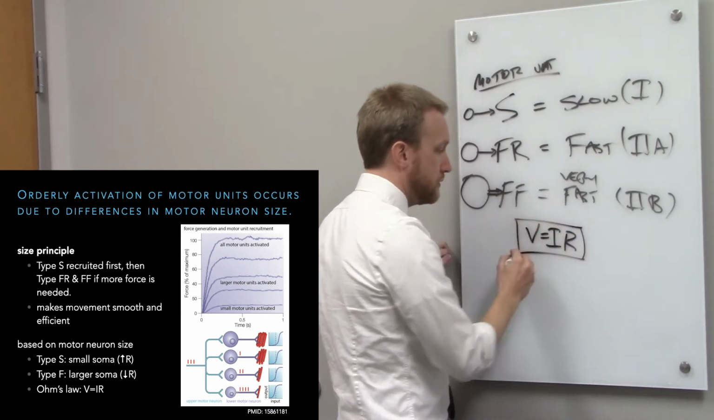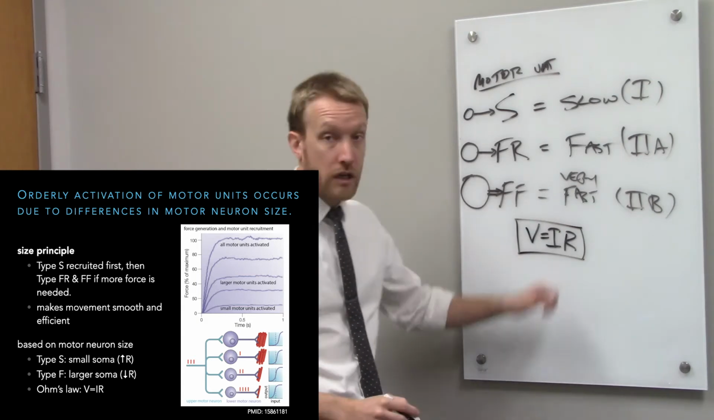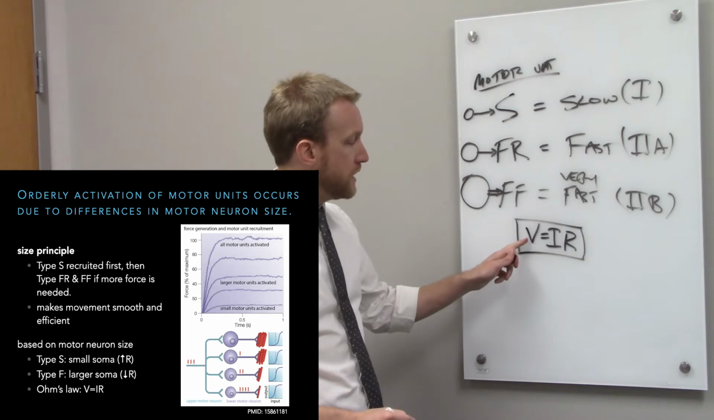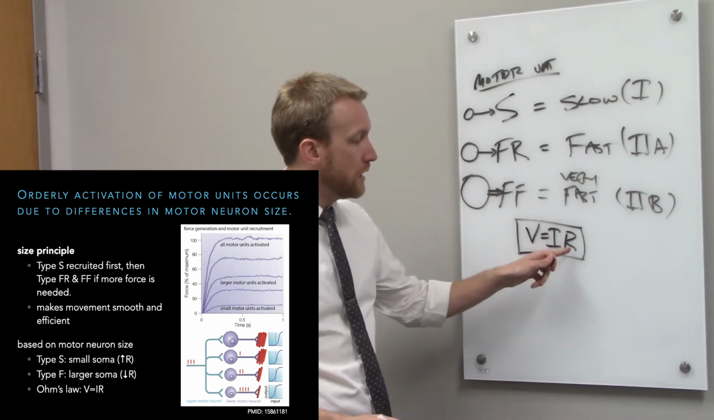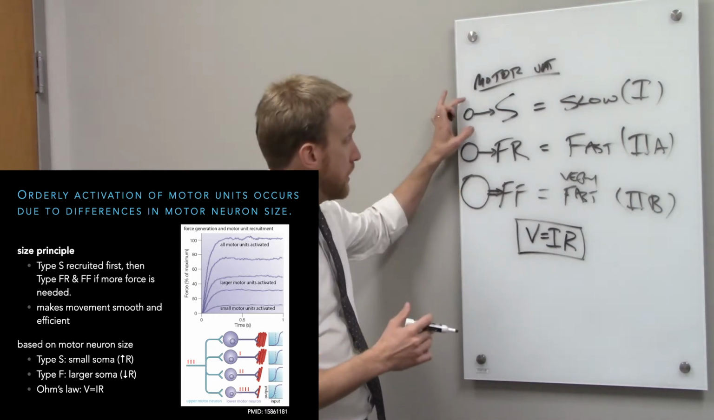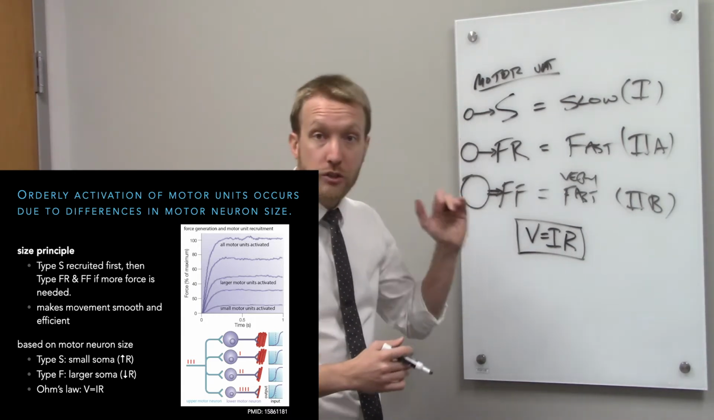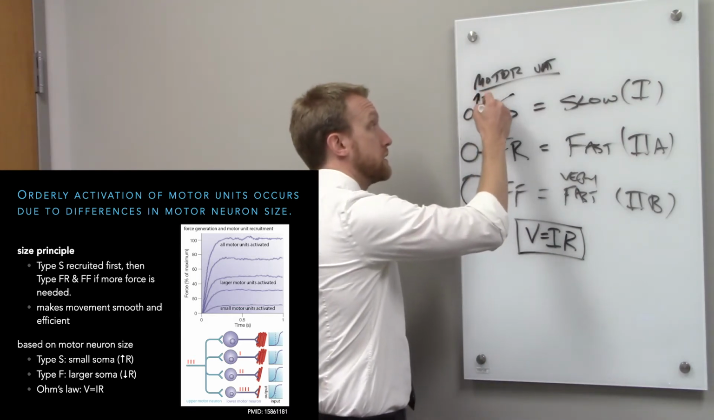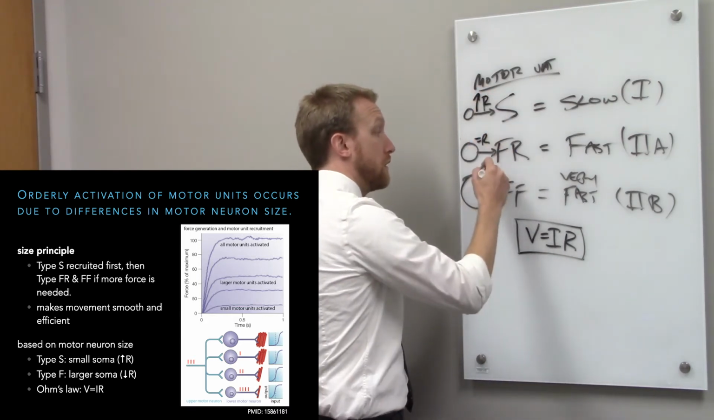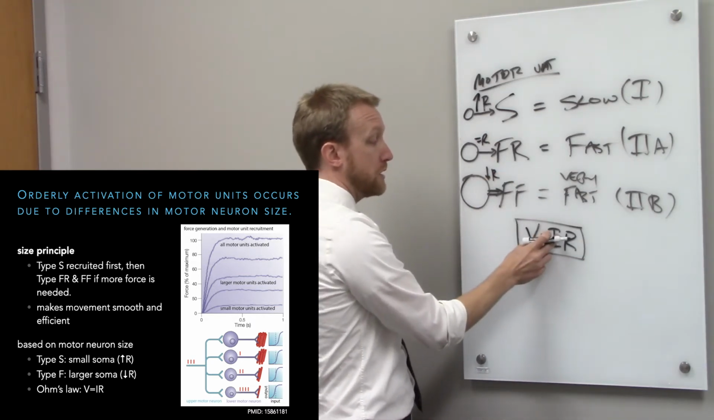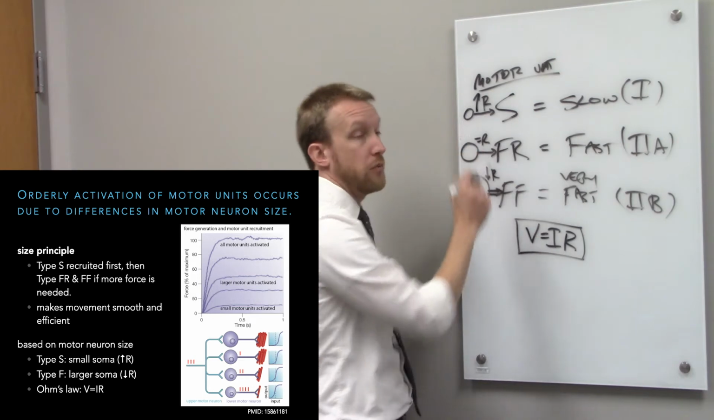And I'm sure you imagined that this was coming. V equals IR, Ohm's law. That hasn't changed. So the amount of potential that we get from excitatory currents depends on our internal resistance. So the smaller neurons are going to hit threshold potential first because they have a higher internal resistance than the larger ones. So given the same current, you get a much larger potential in the small ones.